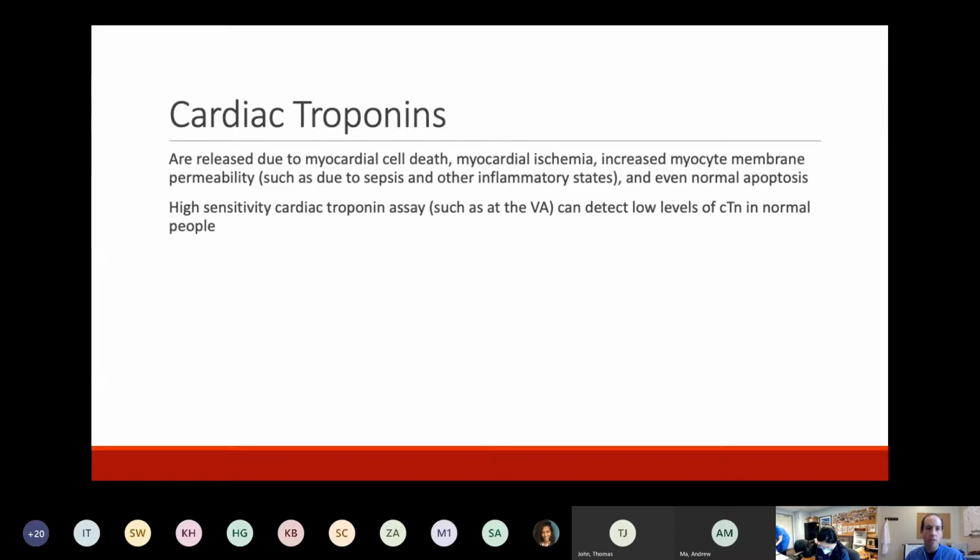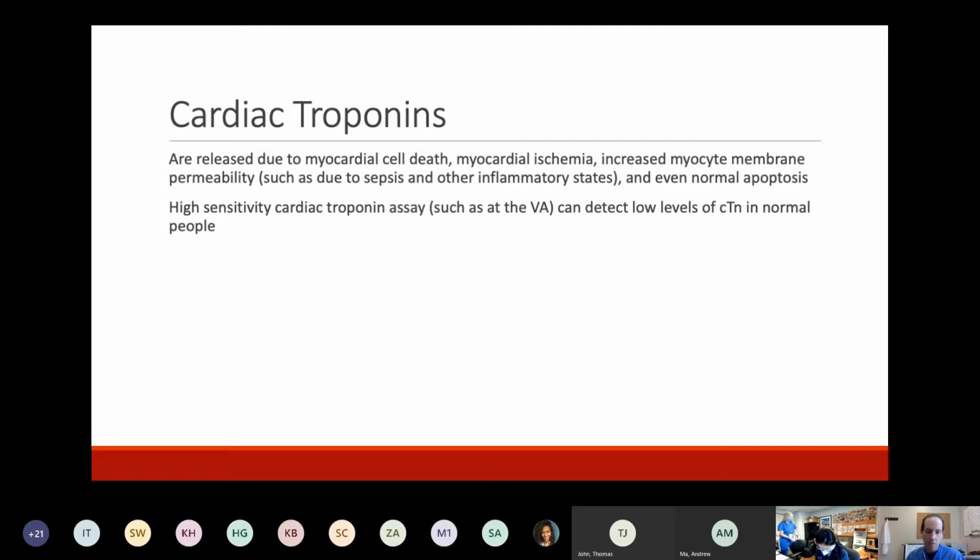As I mentioned, they're released classically during myocardial cell death or ischemia. But we now know with the advent of these high sensitivity troponins that there are lots of reasons people leak troponins. If you measure with enough sensitivity, you can detect just normal apoptosis, the normal cell life and death that happens in the heart. We know that sepsis and other inflammatory states lead to increased permeability of the myocyte membrane, which can then lead to release of some troponins.